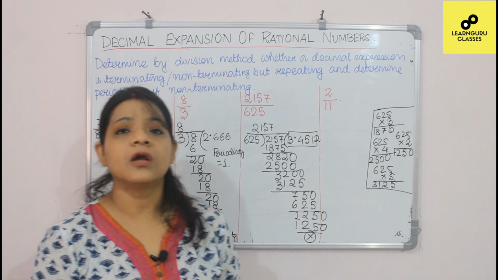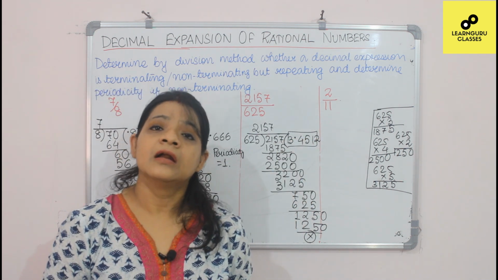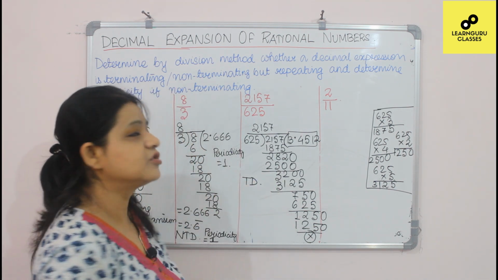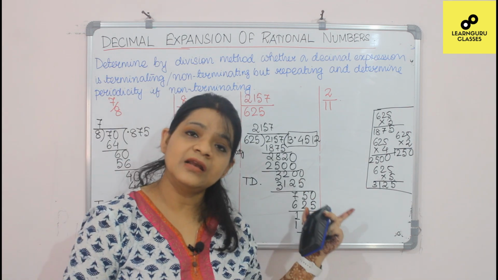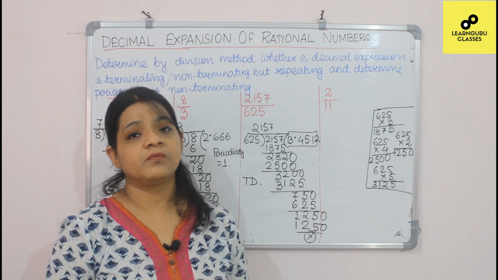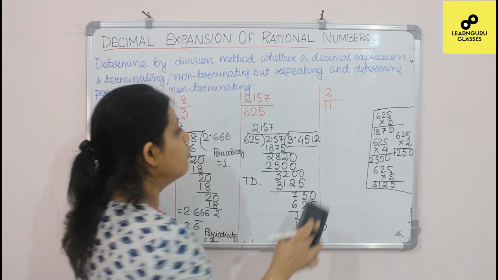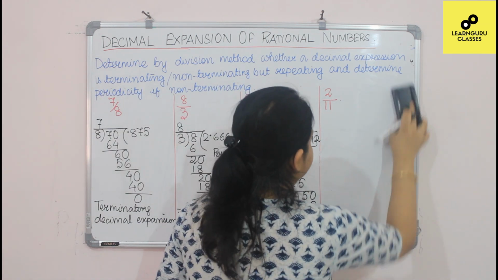So what will you call it? This is a terminating decimal expansion, and since it is a terminating decimal expansion, the periodicity is 0 over here. Okay, so let's move on to the next sum.